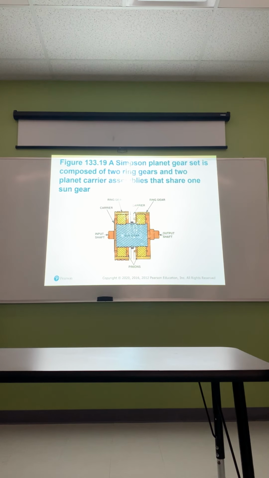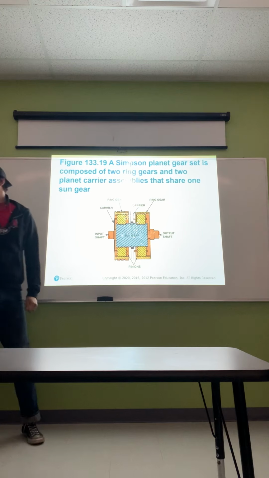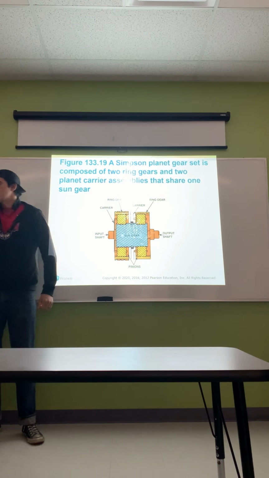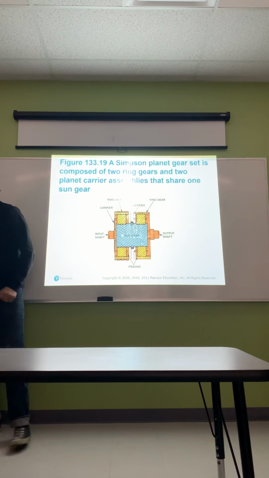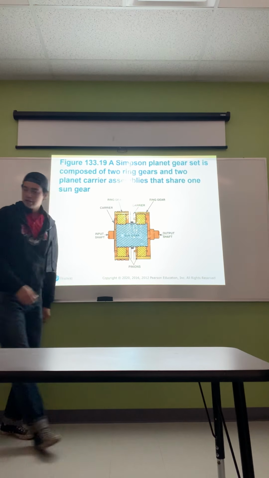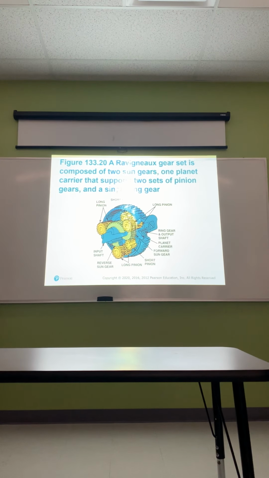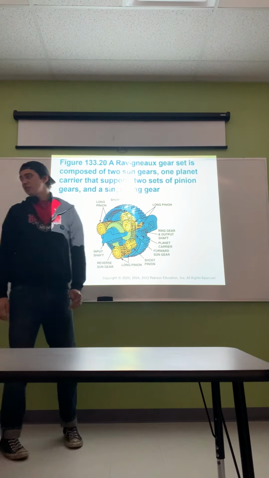A Simpson planet gear set is composed of two ring gears and two planet carrier assemblies that share one sun gear. This one's a little different. Let me see if I can find a real image of it. A Ravigneaux gear set is composed of two sun gears, one planet carrier that supports two sets of pinion gears, and a single ring gear.